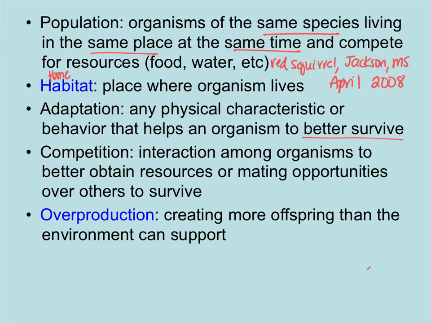Overproduction is making more offspring than your environment can actually handle. If there's one tree in a subdivision, then you only have a spot for things that live in that one tree. If you have a bunch of squirrels that want to live in the tree and a bunch of birds that want to live in the tree, at some point you're going to have an overproduction because you don't have enough habitat. Or maybe you have an overproduction as far as food goes. You don't have enough food or you don't have enough water.